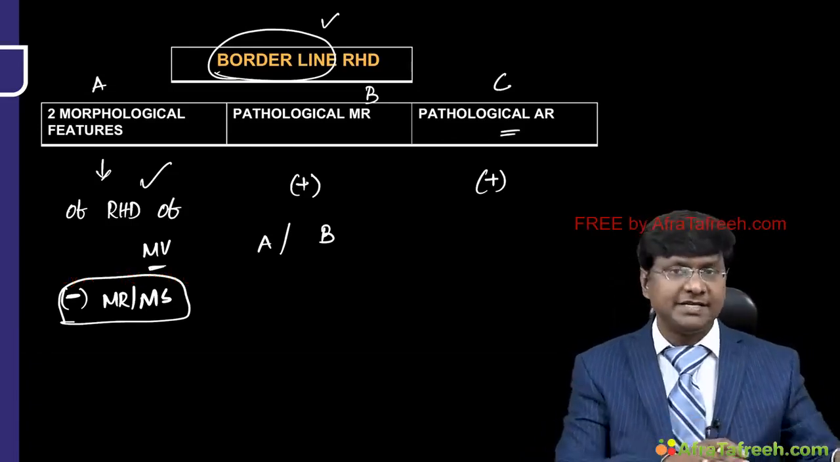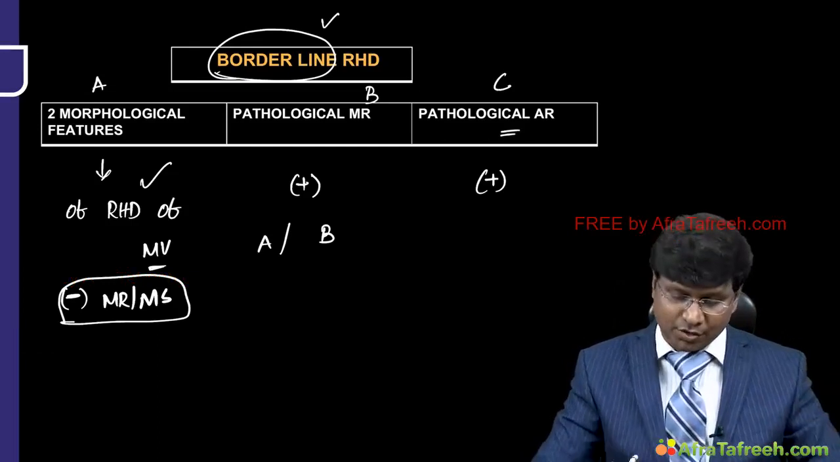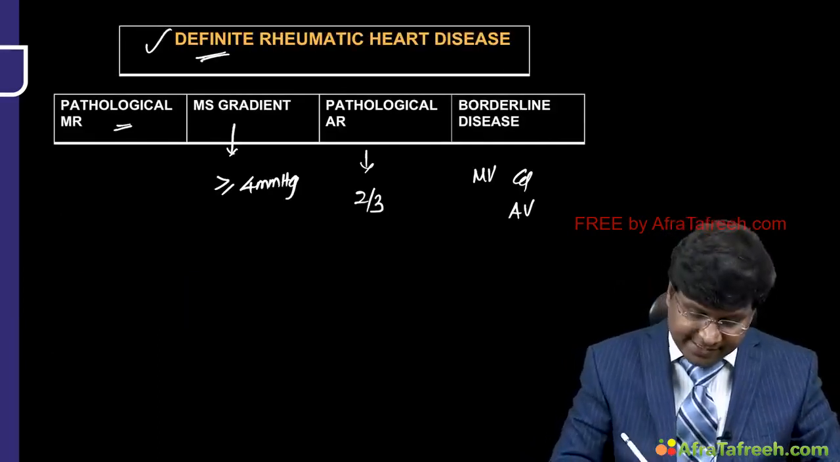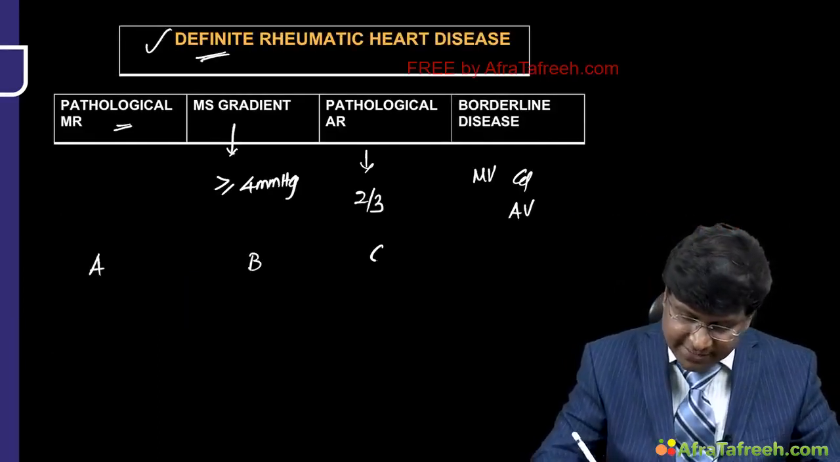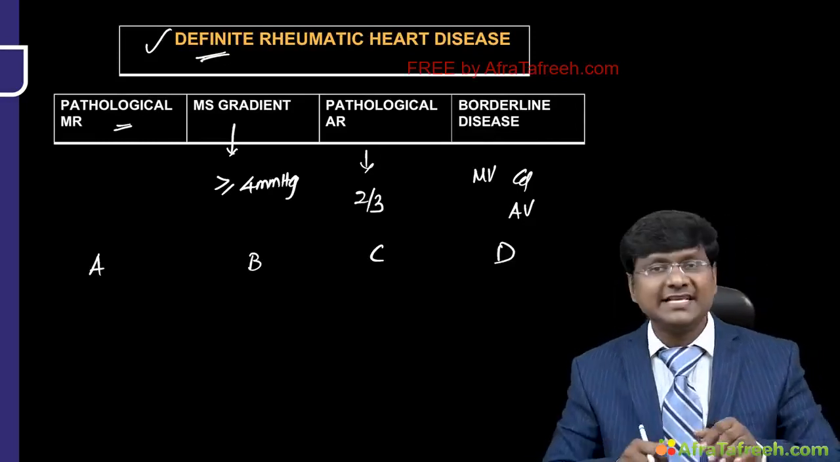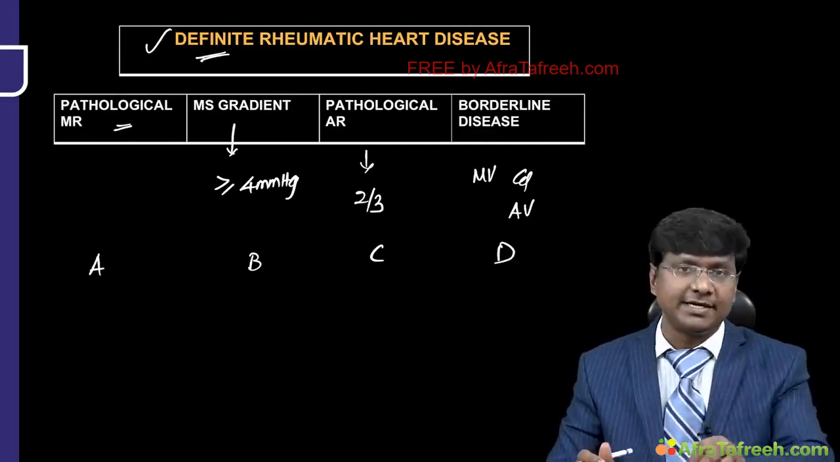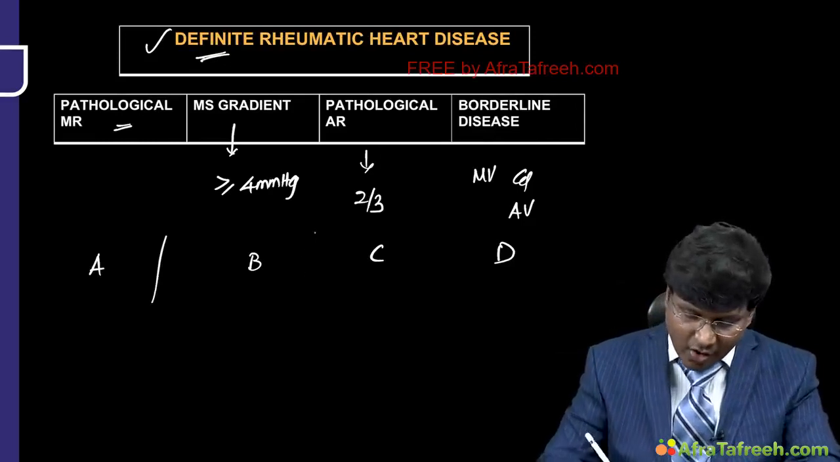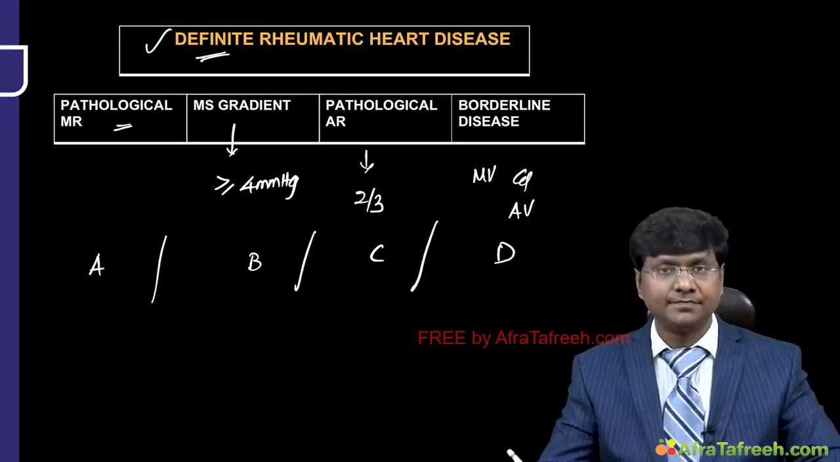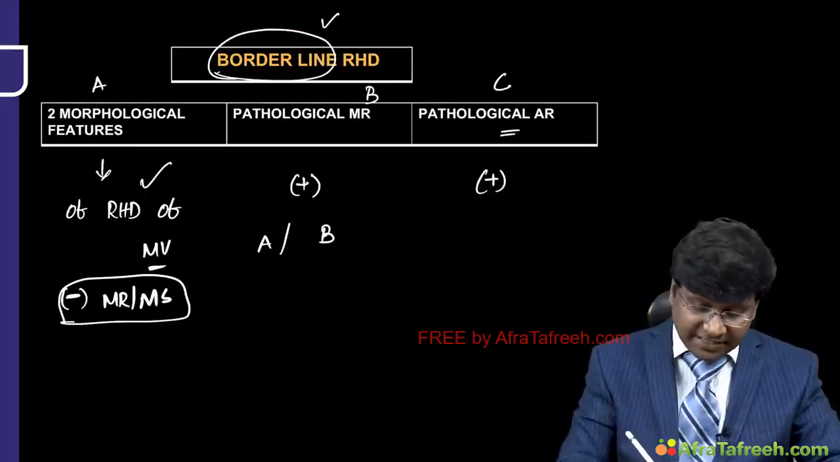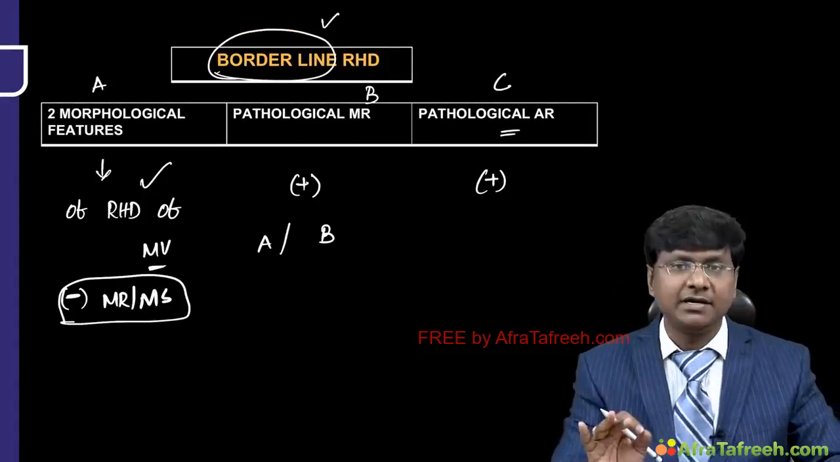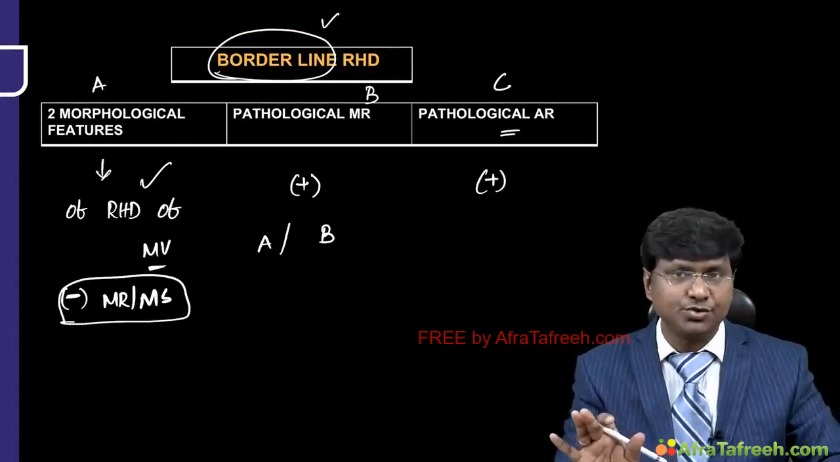The same story applies even for definite rheumatic heart disease. Even for definite rheumatic heart disease, this is your A, B, C, D. All these need not be there to call it definite rheumatic heart disease, right? Either A or B or C or D. Similarly, if it is A, only mitral valve abnormality should be there. MR and MS should not be there.